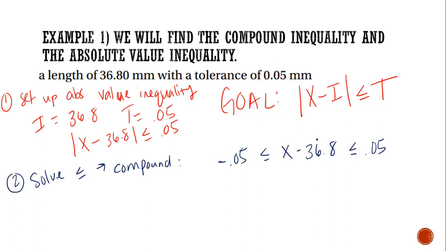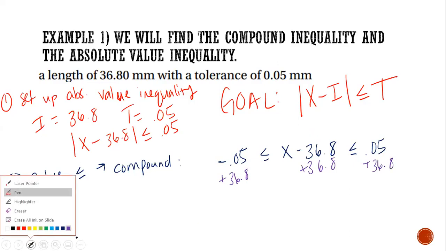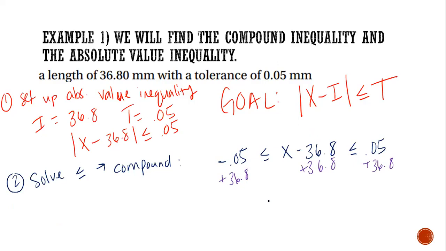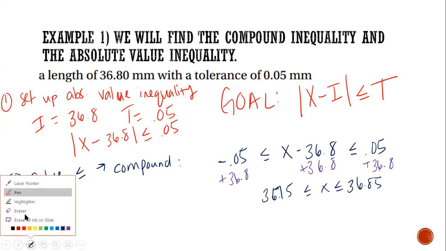So to solve, I'm going to add 36 8/10 to both sides. And when I add 36 8/10 to both sides, I'm going to be left with 36 and 75/100 less than or equal to x less than or equal to 36 and 85/100. So what this tells me, after I've solved, is I'm now going to put it in words of the problem.